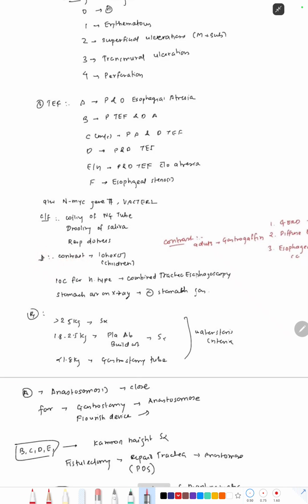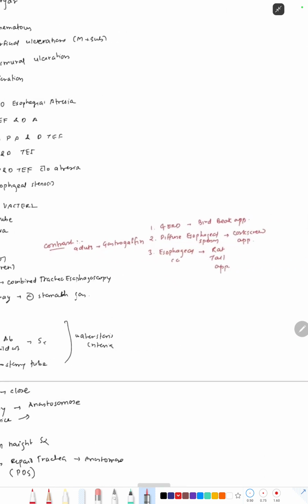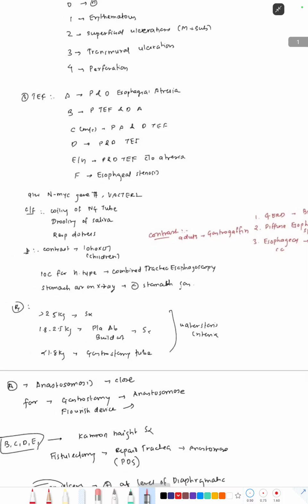Diagnosis is done by contrast. Generally, the contrast that is used, or is safe to inject, is the iohexol contrast. The contrast that is used in adults is gastrografin. Now, this gastrografin contrast is used in GERD, that is gastroesophageal reflux disease. In achalasia cardia, it will lead to the bird's beak appearance. Then diffuse esophageal spasm will lead to a corkscrew appearance, and for esophageal cancer, it will lead to a rat tail appearance.